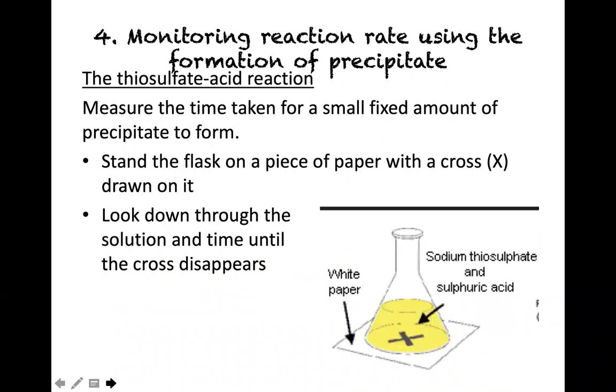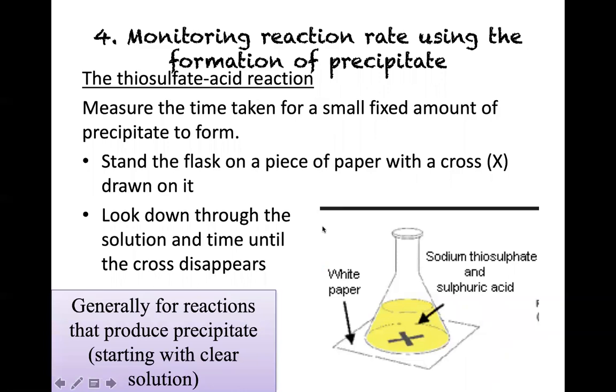Next is using the formation of precipitate. This is also something that you have done in your practical. This is especially important if your reaction starts with a colorless solution and then the product is producing solid precipitate. So you can take the time for the precipitate to form and cover whatever writing you have at the bottom of the flask. Let me remind you that you have carried out this practical where you put a paper with writing on the table, and then on top of that paper you put your reaction flask or reaction mixture, and then you mix your reactants.